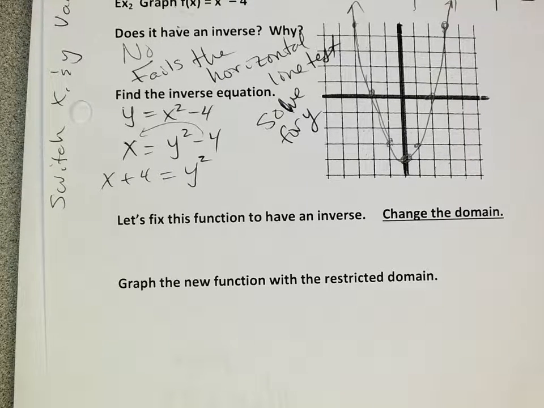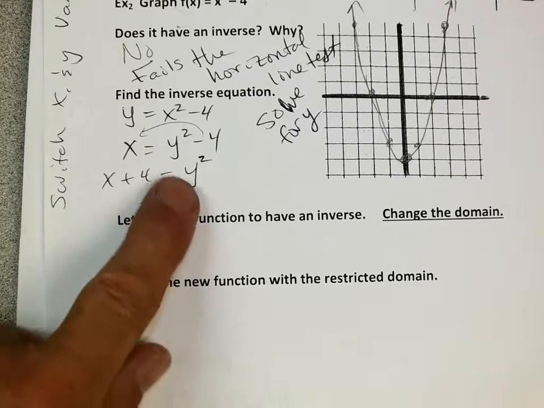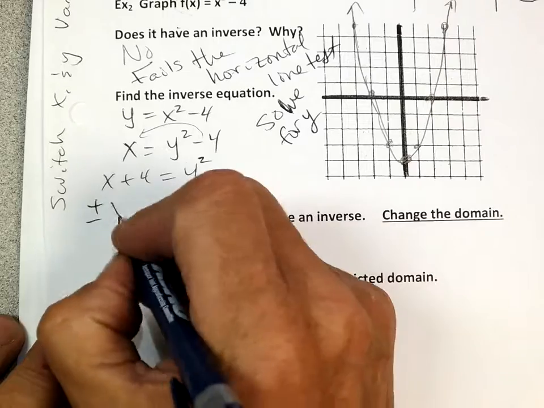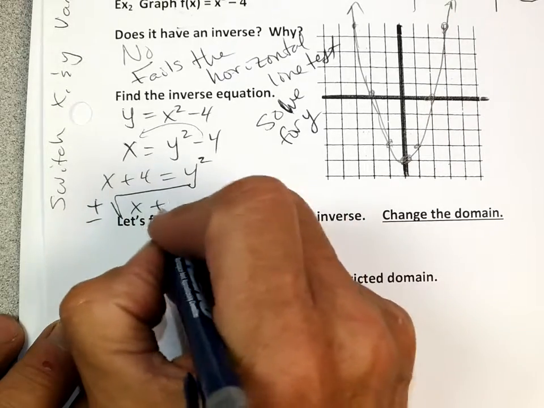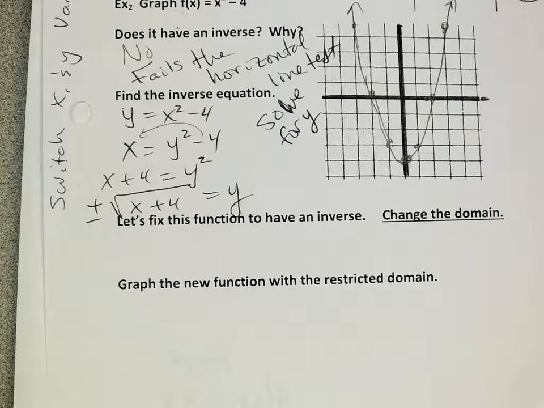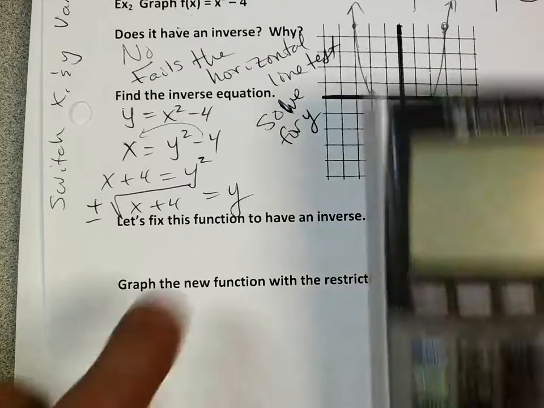So what am I going to do next? I'm going to square root this, right? But when I square root this, I get plus or minus the square root of x plus 4 equals y. Now, that's not an equation, that's two equations. So, Will, you're right, it doesn't have an inverse, and it really doesn't have an inverse equation either. It has two equations. Now, you could graph this on the calculator, you really could.